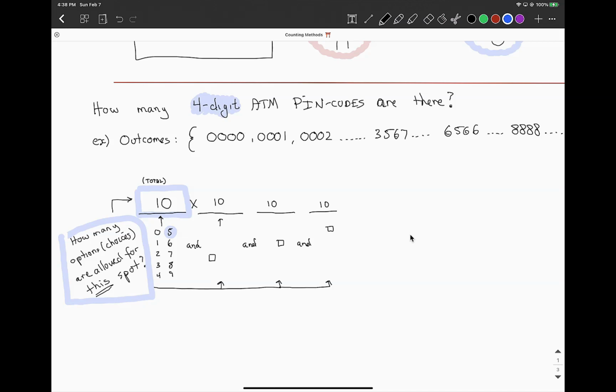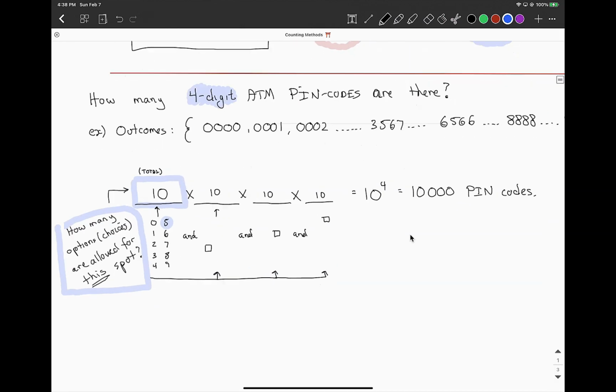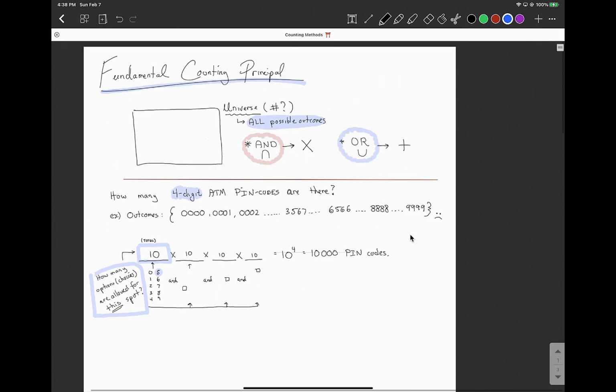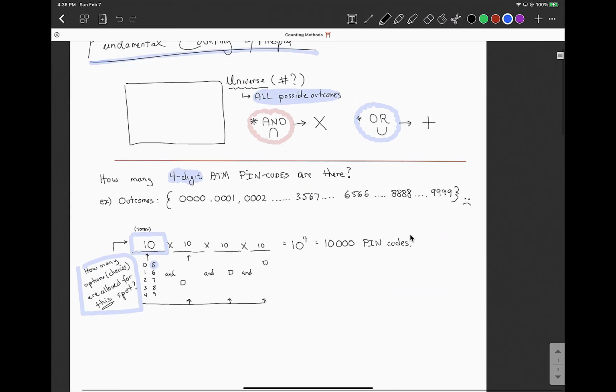And so multiplying is permitted and is the correct operation. And when we start multiplying these out, we would get an answer that's quite big. And so there are 10,000 PIN codes in this kind of scenario. And that would be the universe. That would be all possible outcomes.